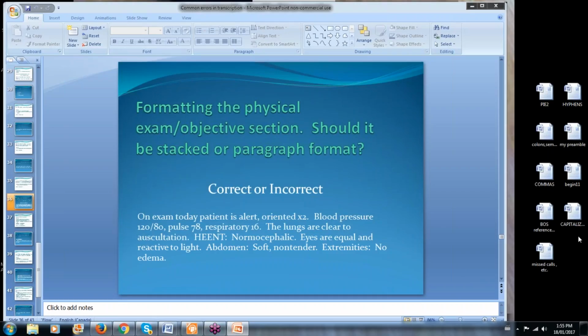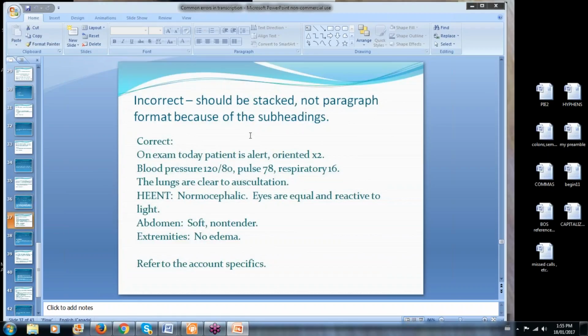So, everybody have a chance to look that over. Carrie saying stacked, Tricia saying stacked, Kim saying incorrect, so stacked, should be stacked. If dictated as sentences, paragraph form, if point form. We had somebody said correct. No. Okay, so it's incorrect. It should be stacked, not paragraph format, because of the subheadings.